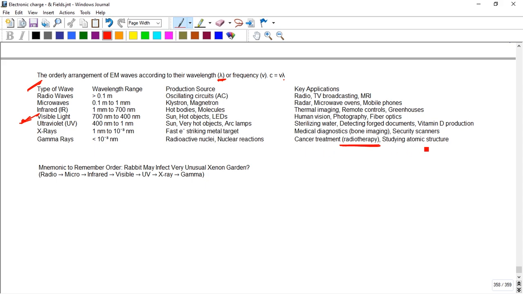Studying atomic structure, how do we remember these waves? Use a mnemonic to remember the order: Rabbit may infect very unusual xenon garden. Rabbit: R is radio. May means micro. Infect means infrared. Very means visible. Unusual is UV radiation. Xenon is X-ray, and garden represents gamma. That's the basic order.